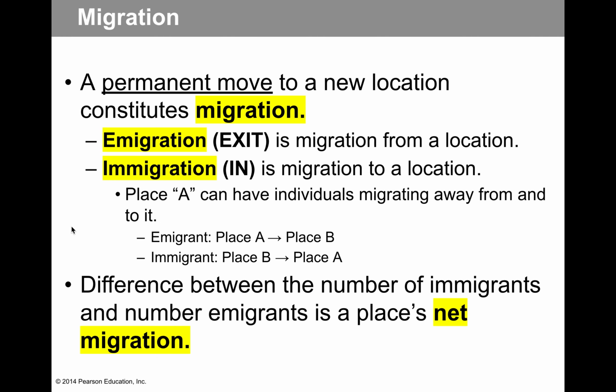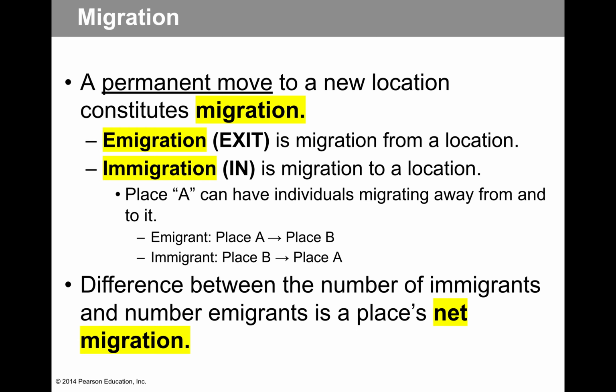A permanent move to a new location is a migrant, and that movement is called migration. An emigrant is somebody that exits. So think emigrant, exit. Exits a country. Immigrant, think of I as in. They immigrate, they come into a new location. For instance, emigrants leave from place A and go to place B. Immigrants will leave place B to go to place A.